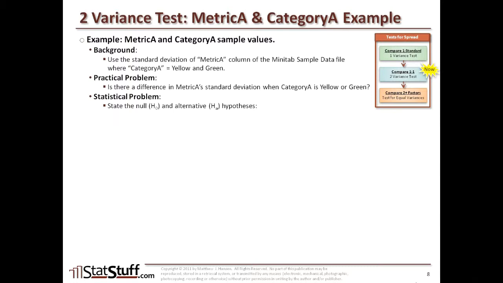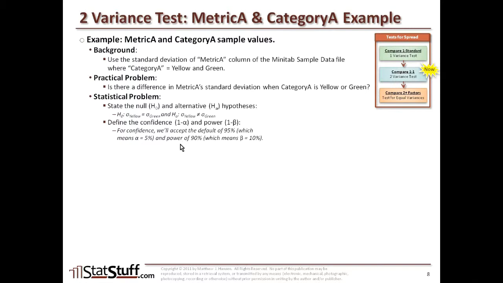For the statistical problem, we're going to state the null and alternative hypotheses, where we'll say the standard deviation for yellow is equal to the standard deviation for green, and the alternative is that they are not equal to each other. Confidence and beta values are going to be the same, where 95% is our confidence and 90% is our power level. And then for what we're going to type in Minitab, we're first going to get the volume and the variance for metric A for both yellow and green for category A. But the category A column within the data set has all the other colors, so how do you specifically identify the volume and variance that you're going to be using for just the yellow and green part of category A?